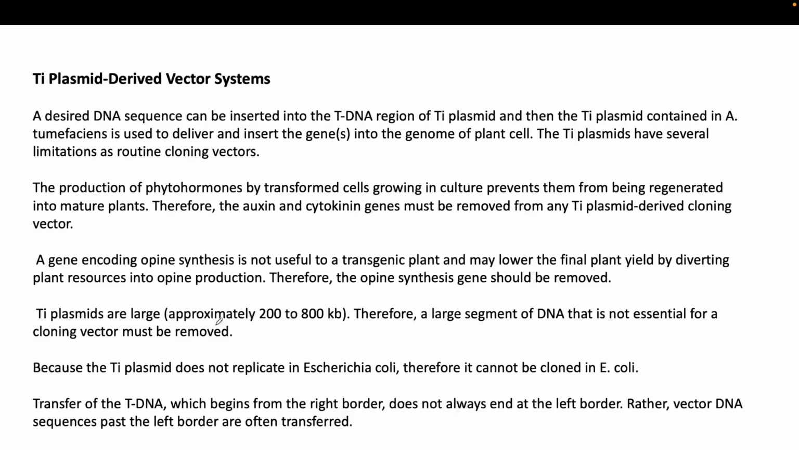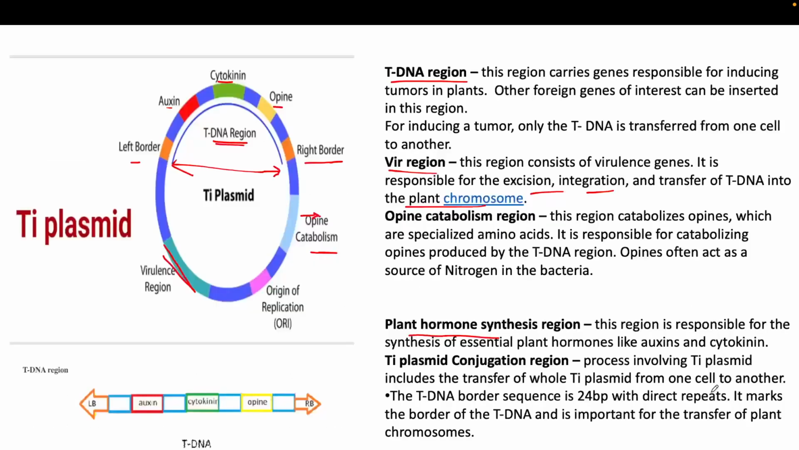Okay, then because the Ti plasmid doesn't replicate in E. coli, it can't be cloned into E. coli, because it has the origin of replication for Agrobacterium tumefaciens. So that's why this region also has to be removed from the Ti plasmid.